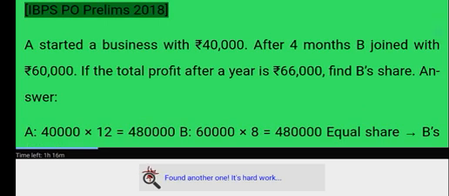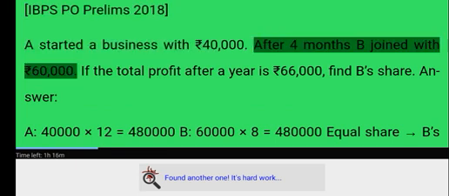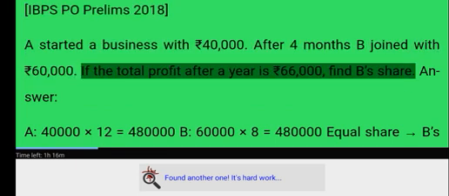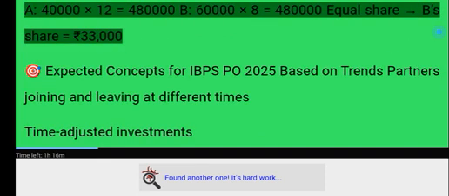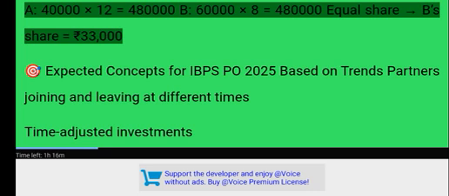IBPS PO Prelims 2018. A started a business with 40,000 rupees. After 4 months B joined with 60,000 rupees. If the total profit after a year is 66,000 rupees, find B's share. Answer: A, 40,000 times 12 equals 480,000. B, 60,000 times 8 equals 480,000. Equal share. B's share equals 33,000 rupees.